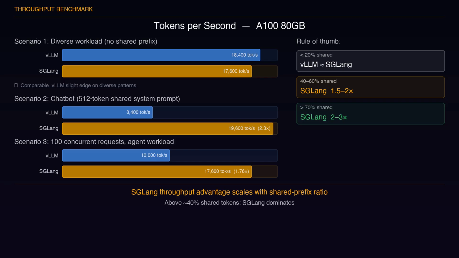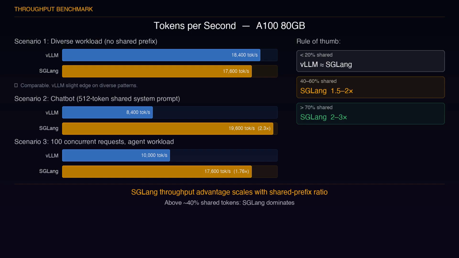VLLM pre-fills those 500 tokens for every single request. SGLang hits the cache. With a 90% hit rate, SGLang is effectively running pre-fill only on the user's query. Same GPU, 2 to 3 times the effective throughput. For agent workloads, the advantage compounds. Shared context grows with tool call results, and every invocation that reuses prior context saves more compute.